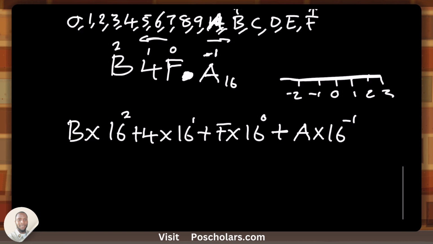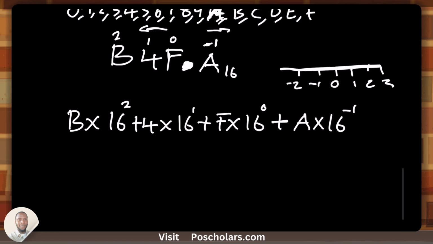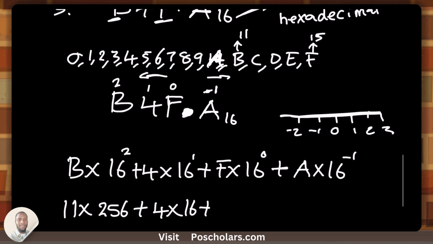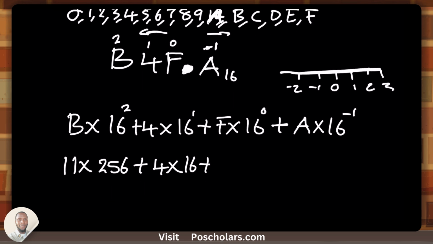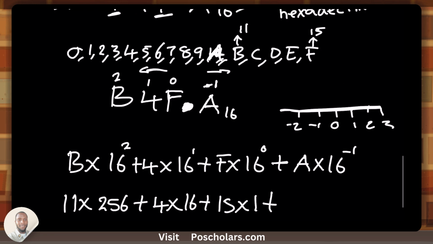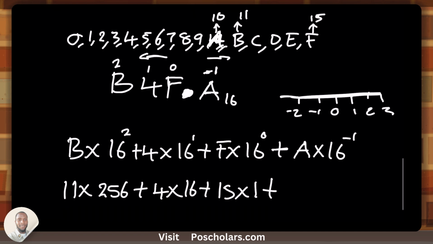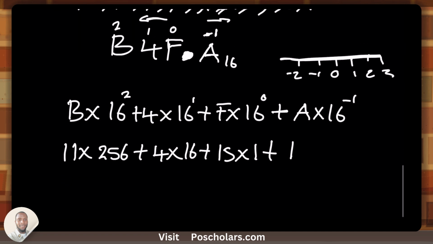Then what do we need to do? What does B represent? I said it before. B represents 11. So you say 11 in hexadecimal. 11 times 16 squared gives 256. Then plus 4 times 16 raised to power 1 is 16, plus, what does F represent? F represents 15. So plus 15 times 16 raised to power 0 represents 1. Then plus A, what does A represent? Yeah, A represents 10, right? In hexadecimal, A represents 10. Then plus 10 times 16 raised to power -1.